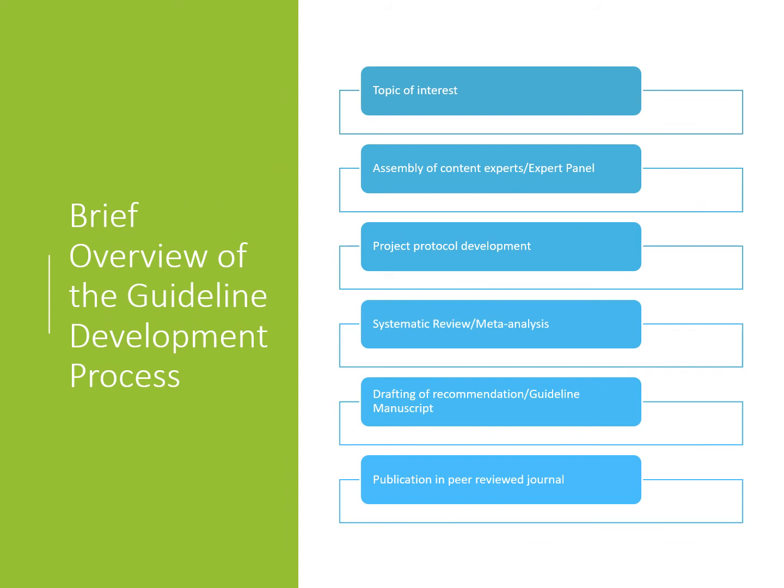Here is a brief overview of the guideline development process. This usually starts off with the topic of interest or a disease of interest, and then the expert panel is assembled. This expert panel comes together to develop a project protocol, which is then used to guide the systematic review of evidence. When this evidence is available, the recommendations are drafted, and then the manuscript of the guideline is also drafted. This manuscript can then be submitted for publication in a peer-reviewed journal.